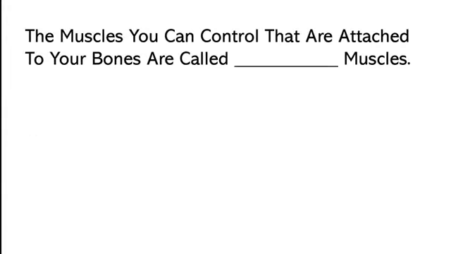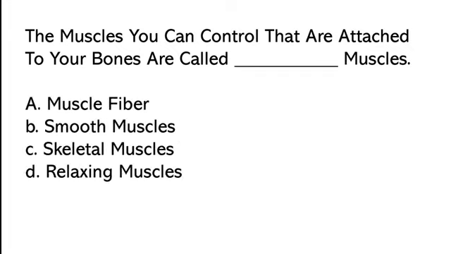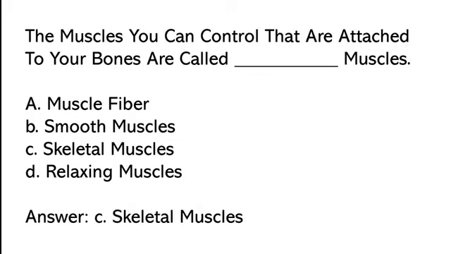The muscles you can control that are attached to your bones are called dash muscles. Muscle fiber, smooth muscle, skeletal muscle, relaxing muscles. So the correct answer is option C, skeletal muscles.